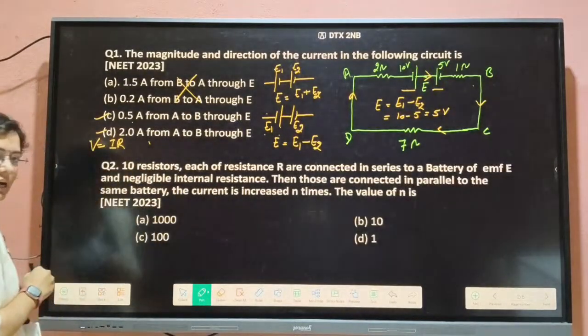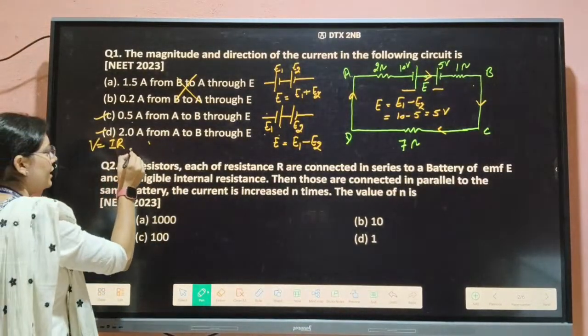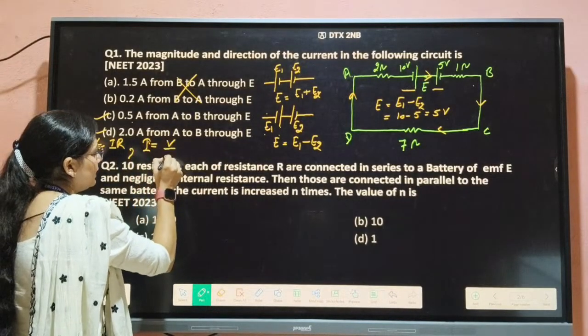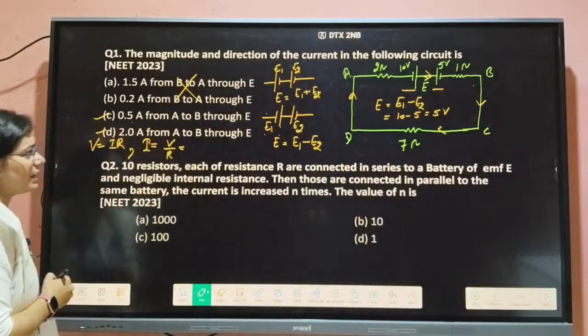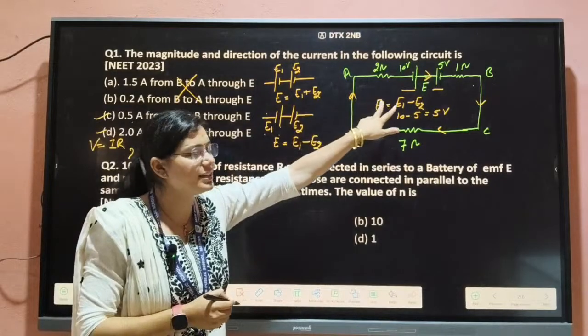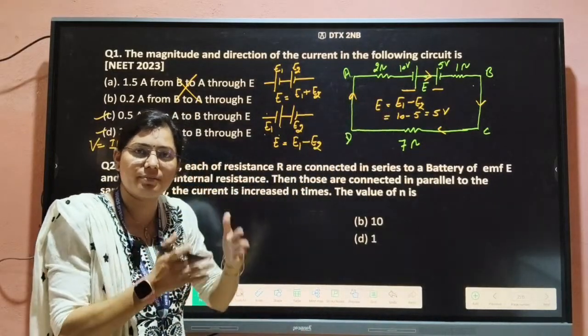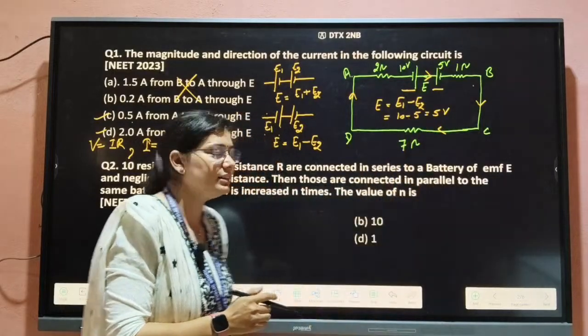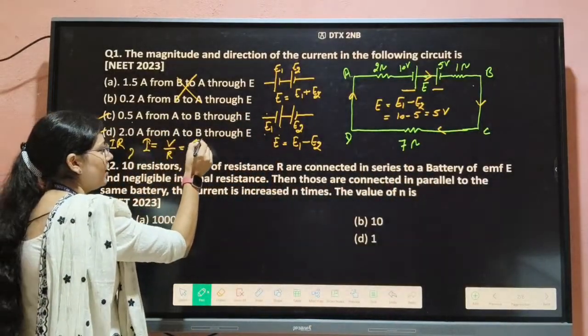V equals IR. From here we have to find the magnitude of the current in this circuit diagram, V by R. V is the voltage in our circuit. There are two voltages in our circuit, so we will find the total magnitude of both voltages. Here we can write 10 minus 5, which equals 5 volt.